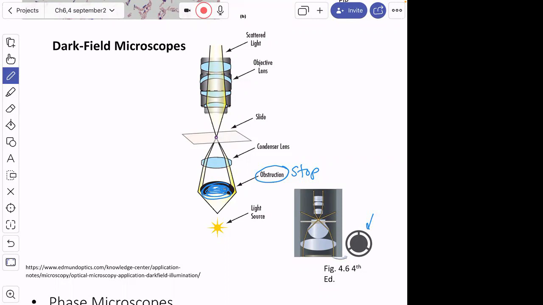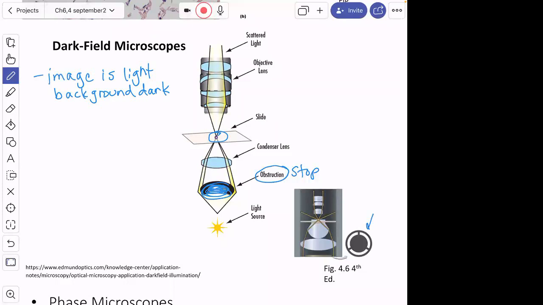So basically, the only light that comes up through your specimen comes at a very oblique angle. Okay, it's not coming straight up, it's kind of coming in from the outside. Because of that, the image is light. And to be honest, I don't totally understand the physics of why that happens. But the background is going to be dark. And I'll show you an example of that in a minute.